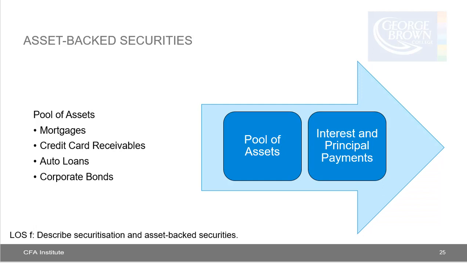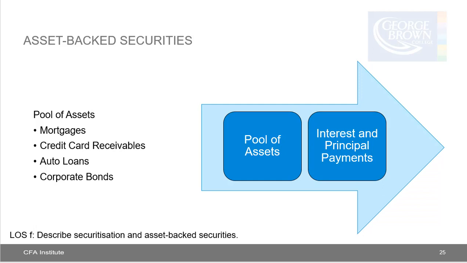So asset-backed securities are similar to mortgage-backed securities, except that the types of loans underlying asset-backed securities are debt obligations such as credit card receivables, auto loans, and corporate bonds. In some cases, mortgage-backed securities and asset-backed securities can be repackaged into more complex vehicles.